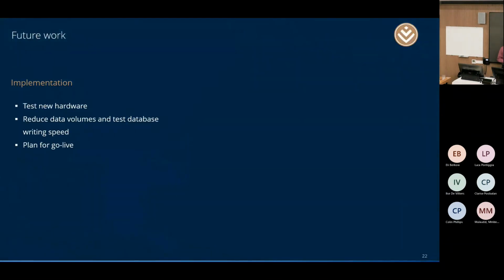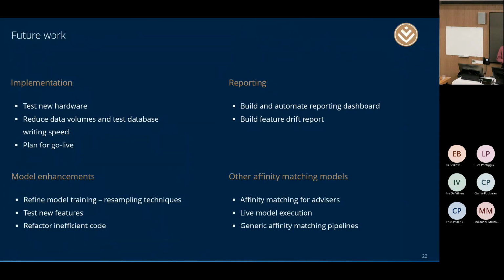So this affinity model, as I've mentioned, will go live quite soon. But there's always tweaks you can make to the model, and maybe on the training side, looking at things like resampling techniques. For other affinity matching models, we'll soon start to develop one specifically for financial advisors. And then we would like to actively pursue this live model execution solution.